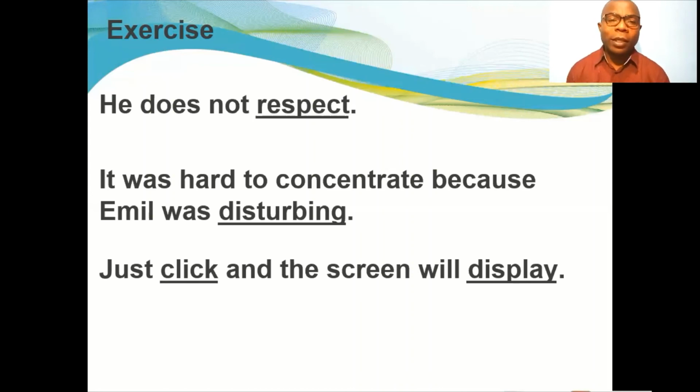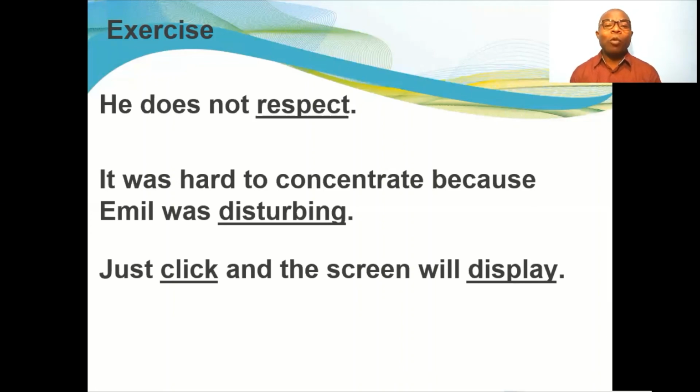Let's go back to the first one. Here, there's no object after respect. Respect actually is a transitive verb, but in this example, it is used intransitively. The question is, he does not respect what or who? So anytime that respect is used, there should be an object. He does not respect authority, me, him, grown-ups, people. So there must be an object. So we can say he does not respect authority.